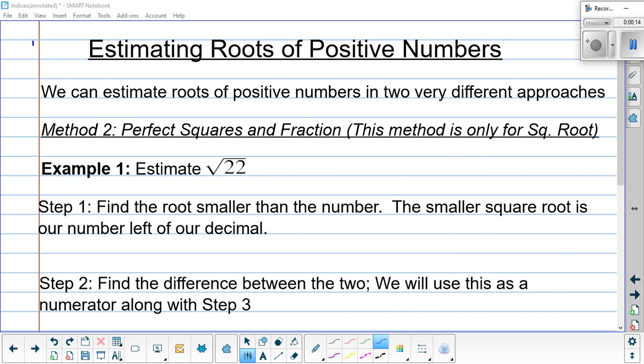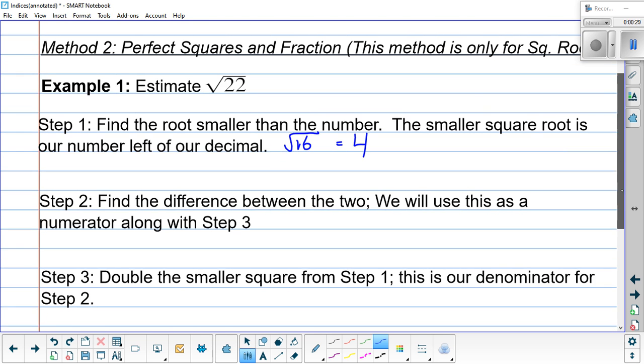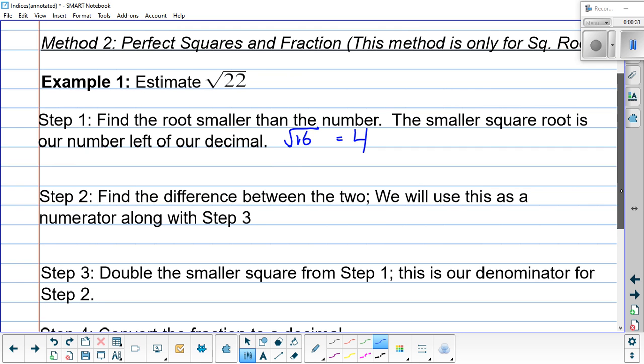So what do we do? First step, we want to find the square root just smaller than our number. That is the square root of 16, which gives us 4. That will be our starting number, so our final answer will be 4 point something. We know from the last video we should have around 4.6-ish, if I remember correctly.